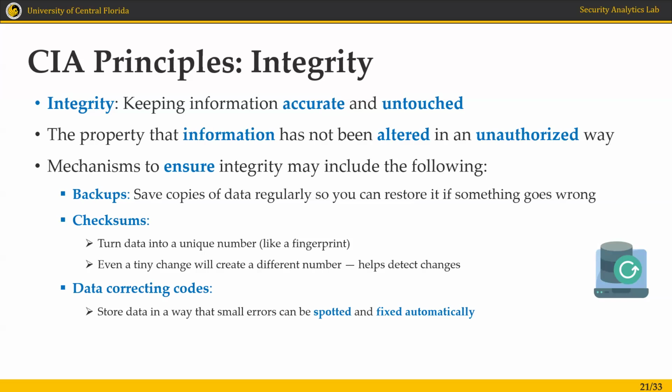Error-correcting code: we can store data in a unique way known by us, so that errors can be spotted or fixed automatically.